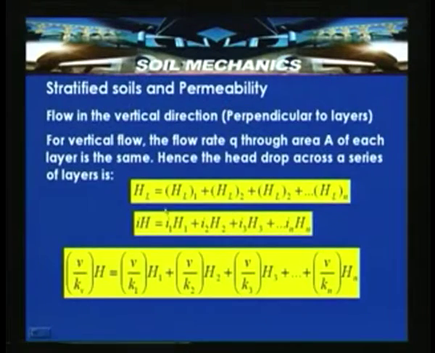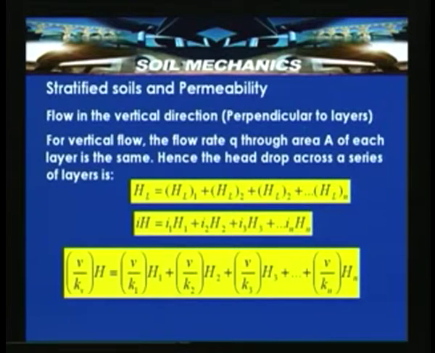But the condition here is that for vertical flow, the flow rate Q through an area A of each layer is the same. That is the first condition we have set. The second condition is the head drop across a series of layers, because that is happening. With that, the head loss occurring in the series can be written as HL is equal to HL1 plus HL2 plus HL3 so on to HLn.